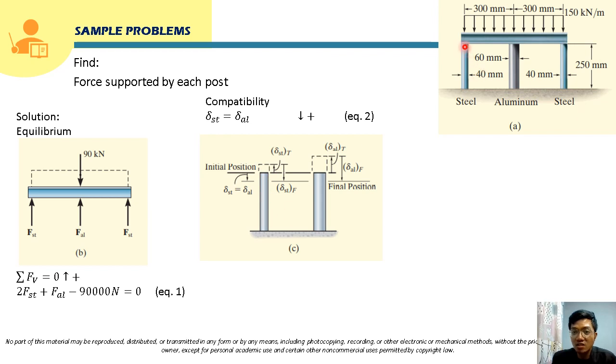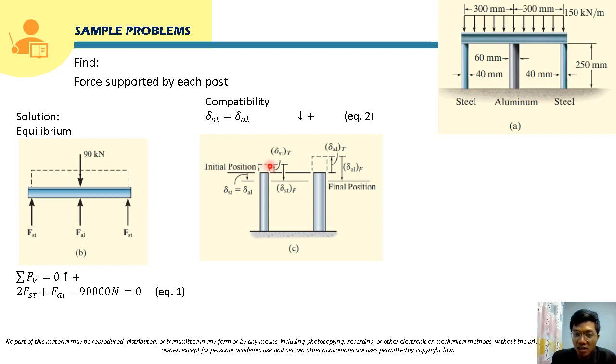So we can just consider one steel here since these two steels are identical. For the steel, class, there is a change in temperature here. The temperature increased, meaning to say that the deformation due to that change in temperature will be elongation or expansion.